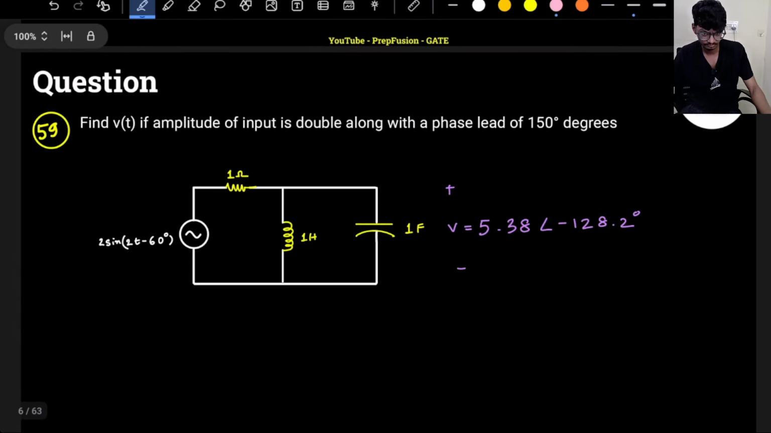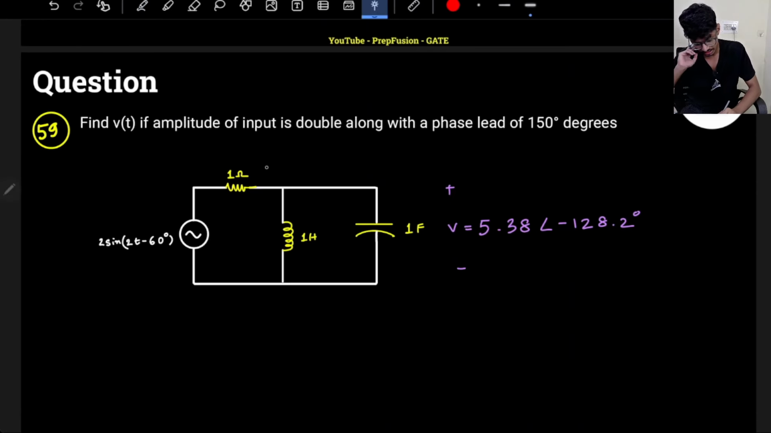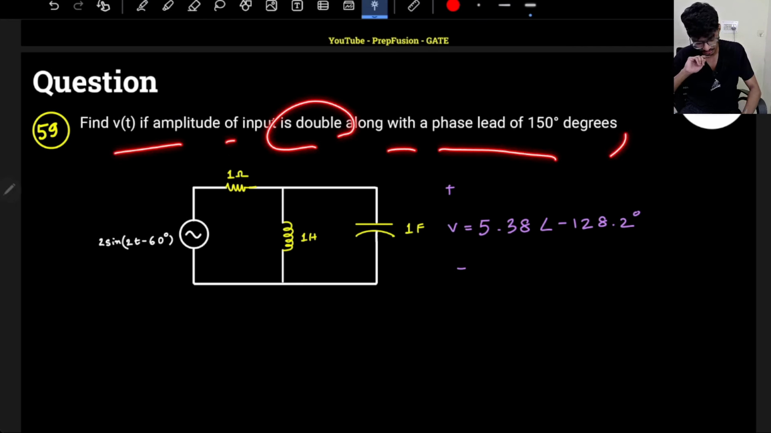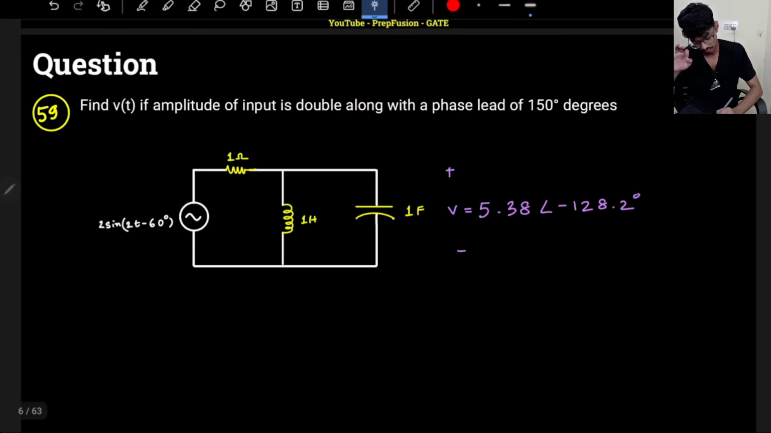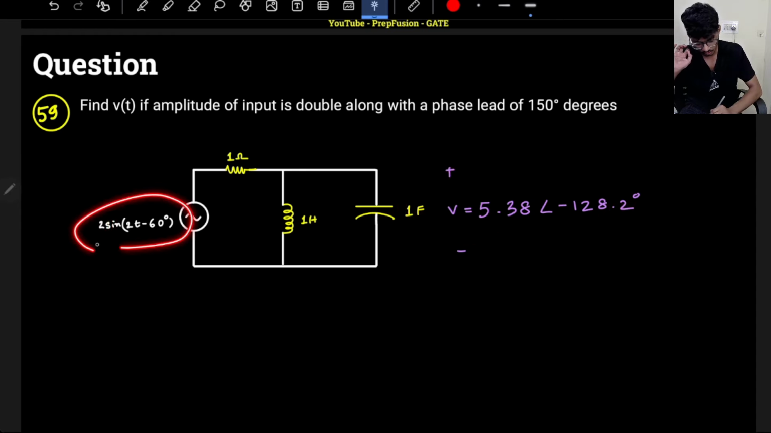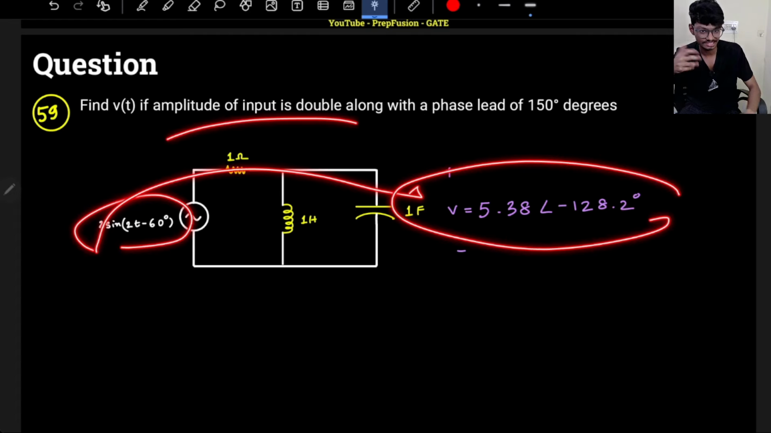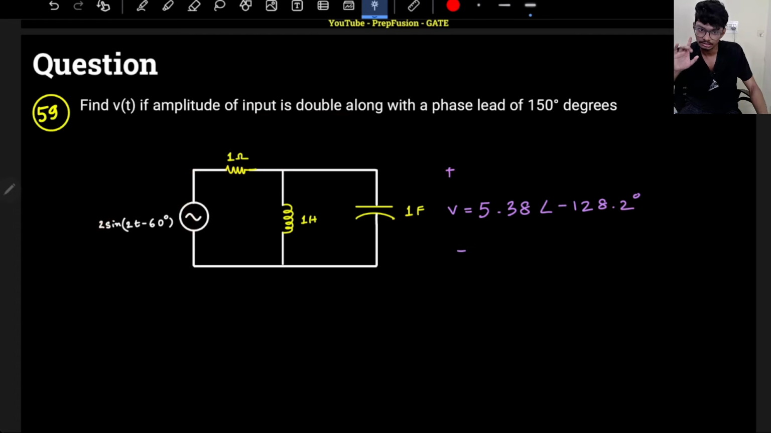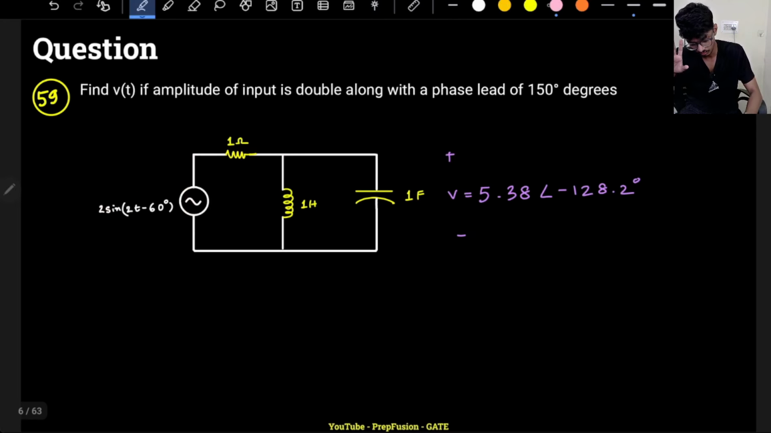So this is the homework for you. I want you to find out the amplitude of V of t if the amplitude of input is doubled along with a phase lead of 150 degrees. So if I have added a phase lead of 150 degrees to the input, and obviously I have doubled the input amplitude, what will be the output V of t? For this input, the V of t is given. If I make some changes, what will be the V of t? That is the homework task for you, and all these questions I will solve in the next lecture.